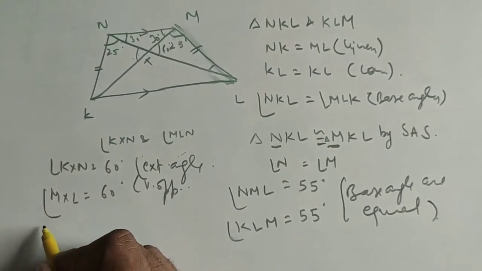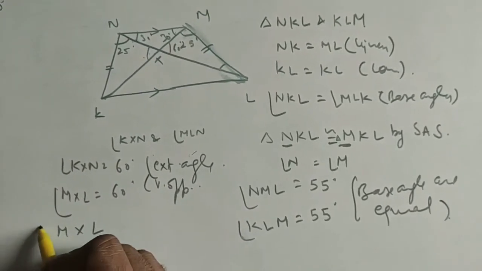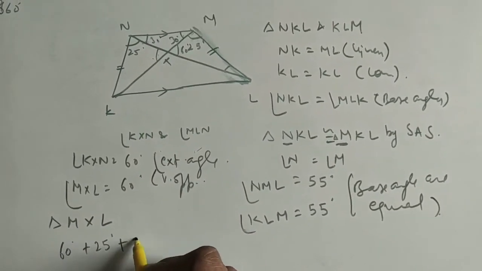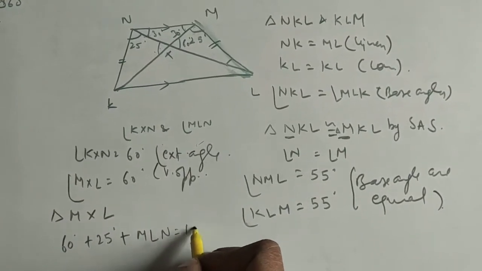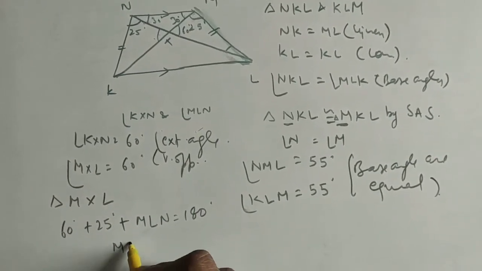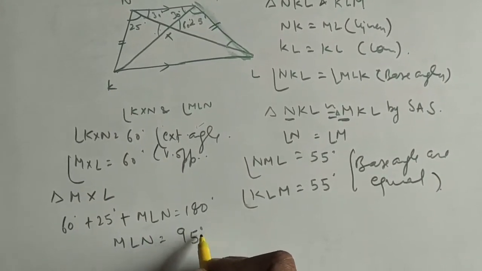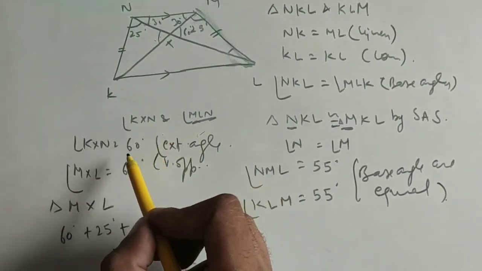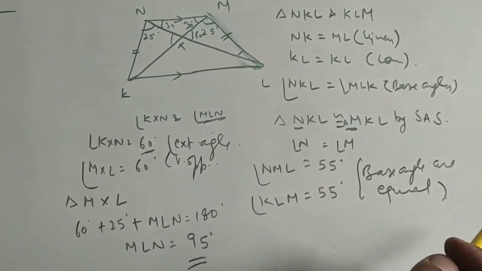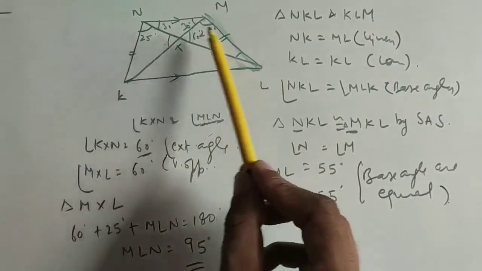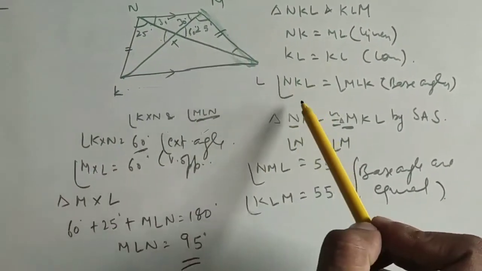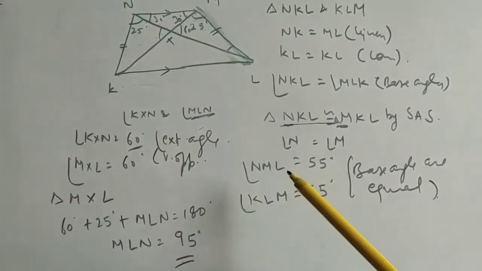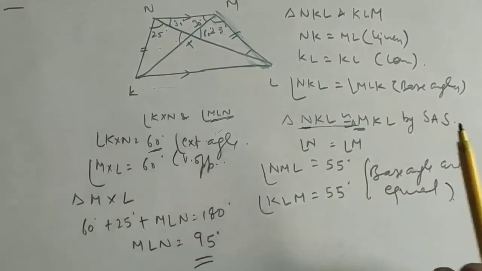And now by angle sum property in triangle MXL, we can find out MLN. Okay, so MLN will be 95 degrees. So we have to find MLN, which is 95. KXN we have got 60 degrees. Okay, so which properties have we used? That these two sides are equal, so these two triangles will be congruent, and if they are congruent, then these parts will also be equal. So we have got all the values.